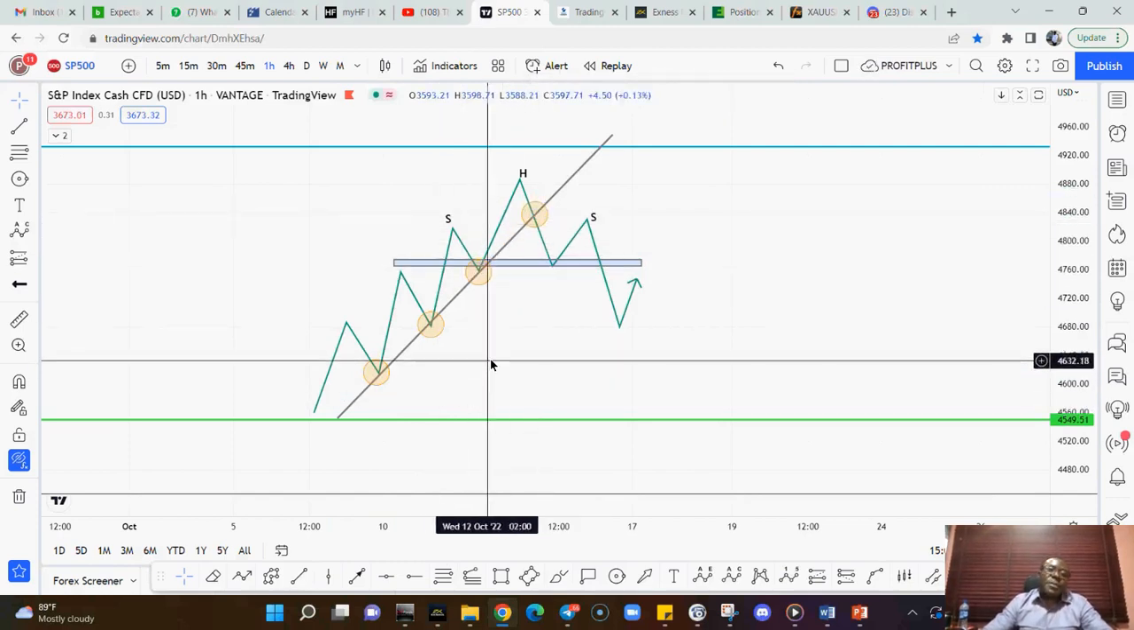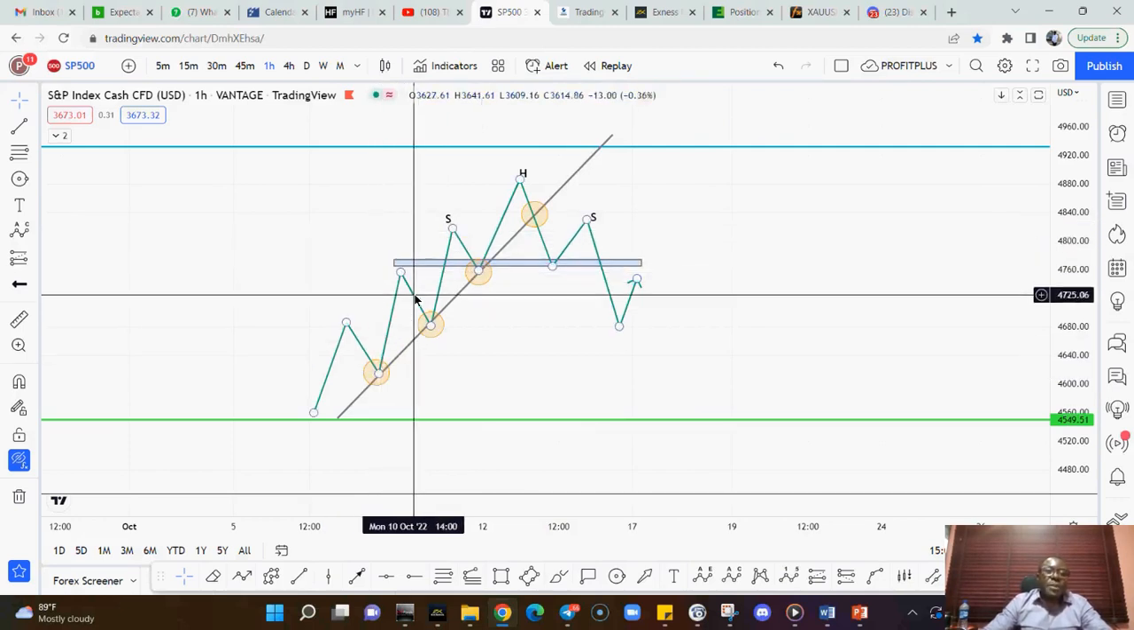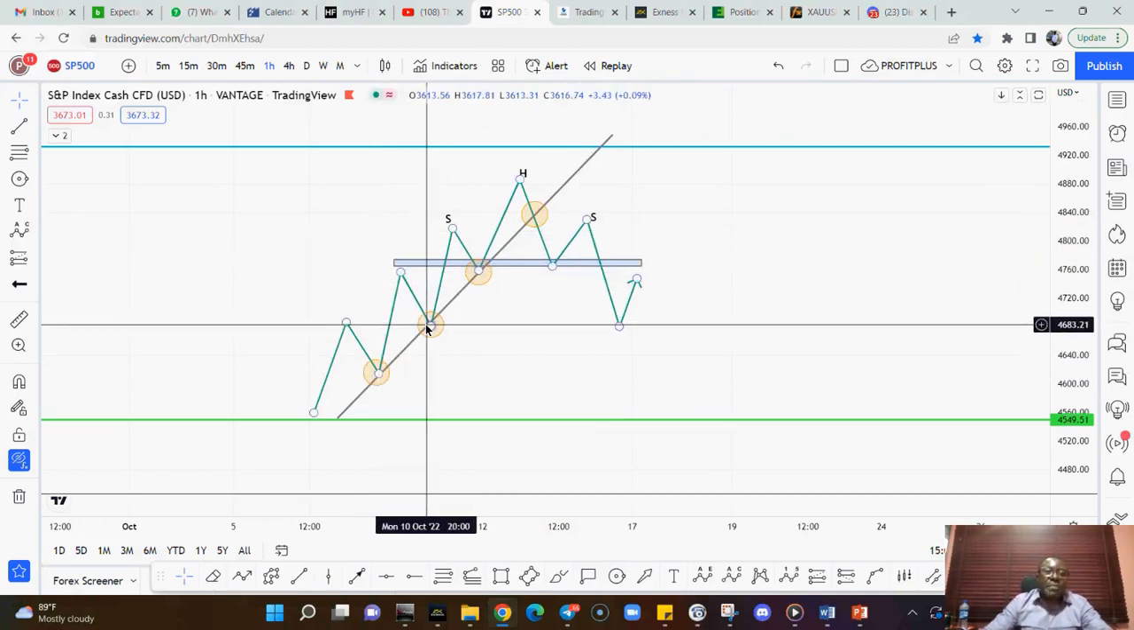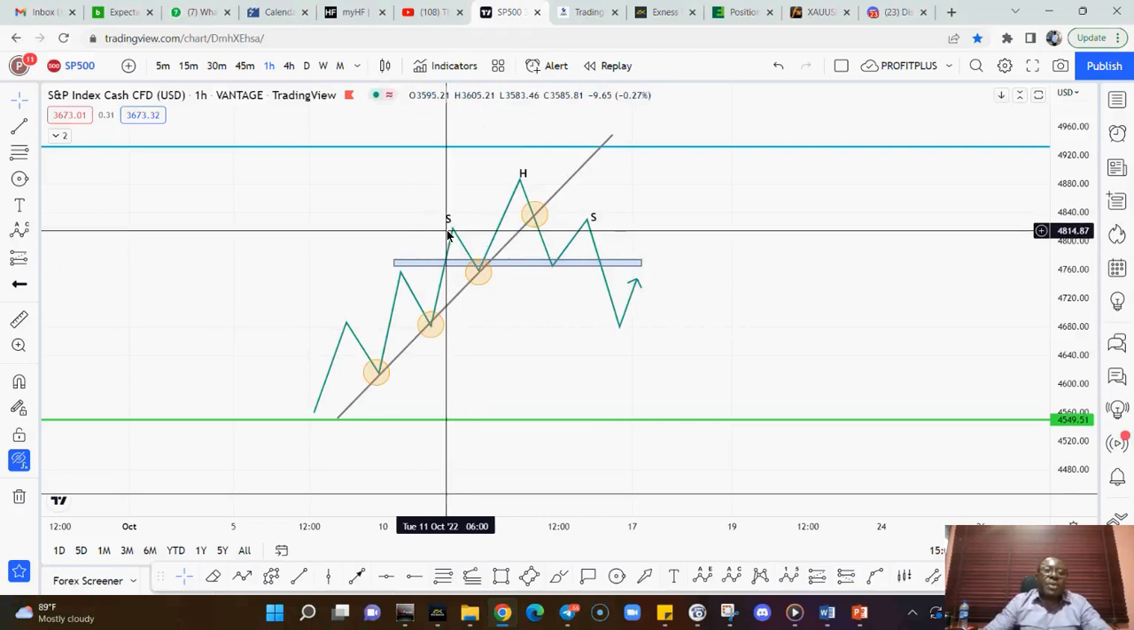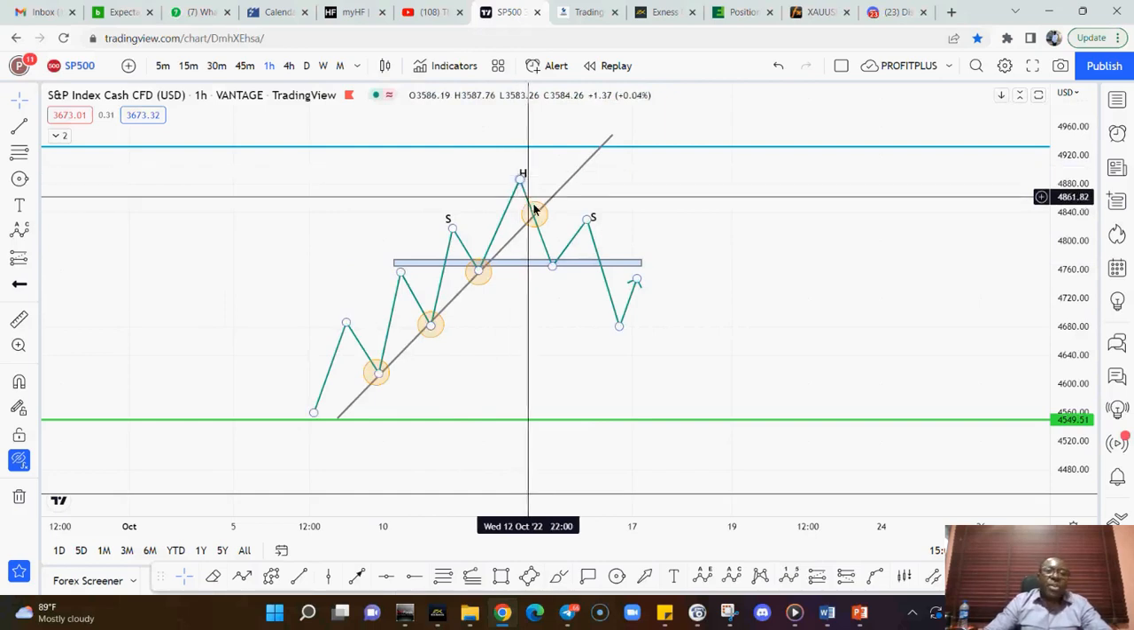Alright? So your first buy was here. Boom. It gave you 100 pips and retraced back to the trend line. It bounced off. Boom. You buy. It gives you another 100 pips. It returns there, you buy. Boom. It gives you 150 pips.